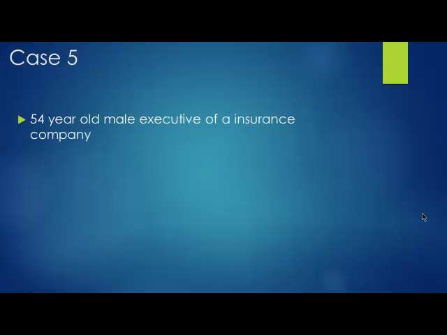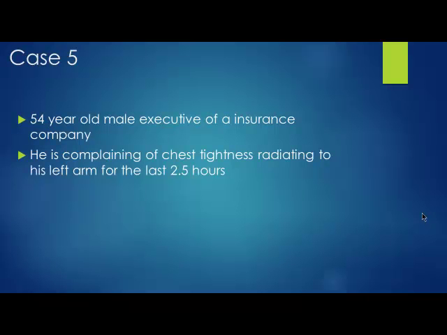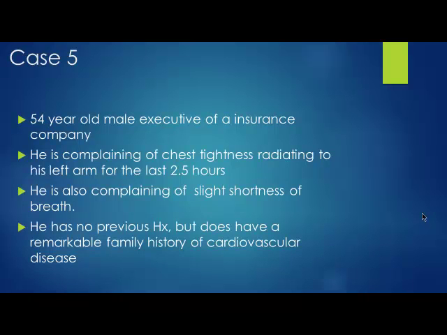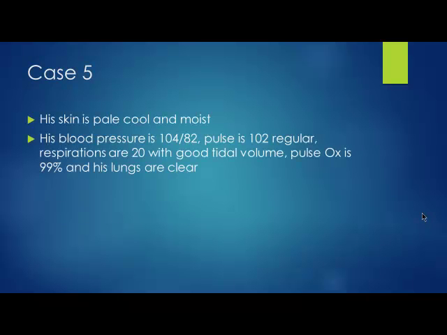Alright. Here we go, because this is going to lead us into a quick 12 lead review. 54-year-old male, executive of an insurance company. Complaining of chest tightness radiating to his left arm for the last 2.5 hours. He's also complaining of slight shortness of breath. He has no previous history, but does have a remarkable family history of CV disease. Skin's pale and moist. Blood pressure is 104 over 82. Pulse is 102. Respirations are 20 with good tidal volume. Pulse ox is 99% and his lungs are clear. Nothing really stands out except probably the blood pressure. Chest pain is getting worse.